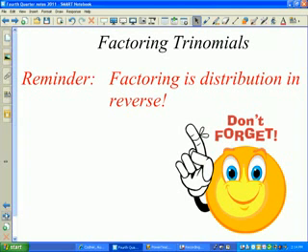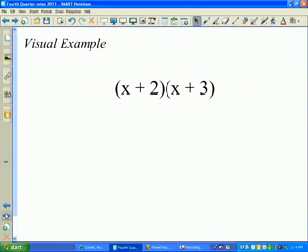So for today's lesson, the title is Factoring Trinomials. And just as a reminder, when you're doing factoring, it's basically distribution in reverse. If you haven't noticed, every time we've done factoring, it involved parentheses. And this was just a visual example. So we had x plus 2 times x plus 3.